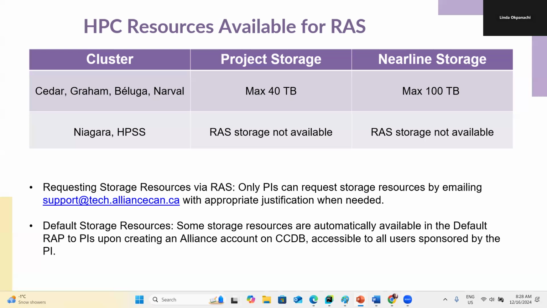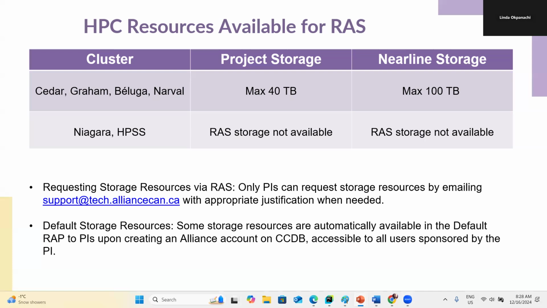Now, the project storage provides you with a space to store your active research data. While this is limited under the RAS to a maximum of 40 terabytes, it's ideal for short-term data needs. The nearline storage is a more cost-effective option. It's great if you're looking to archive your data, but you still need the data occasionally, and the maximum here is 100 terabytes.